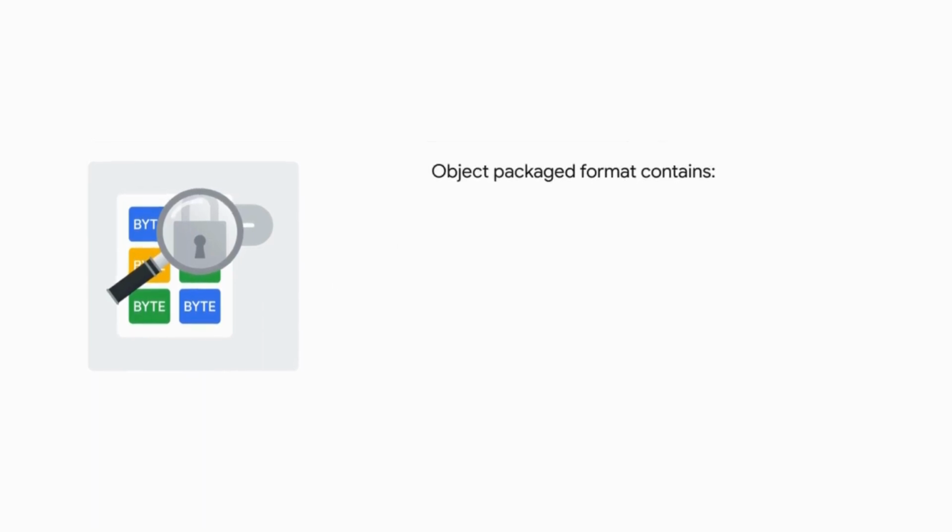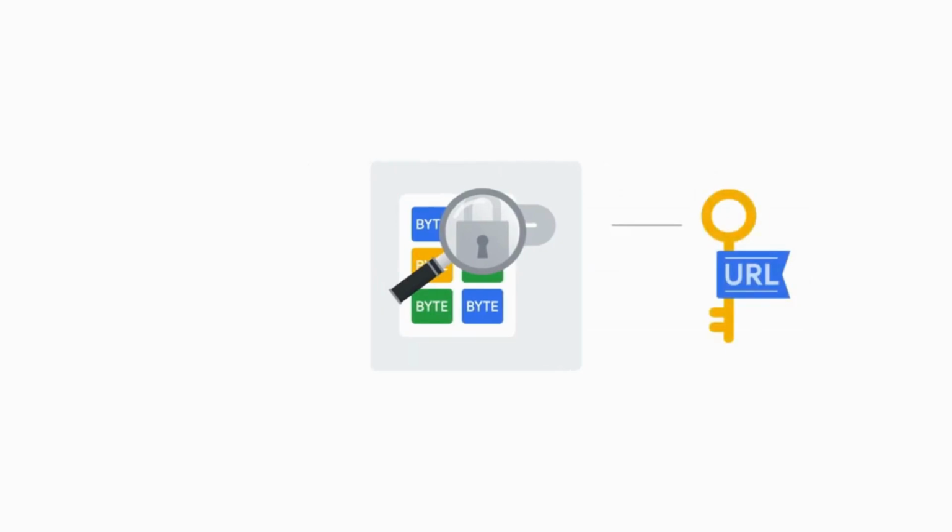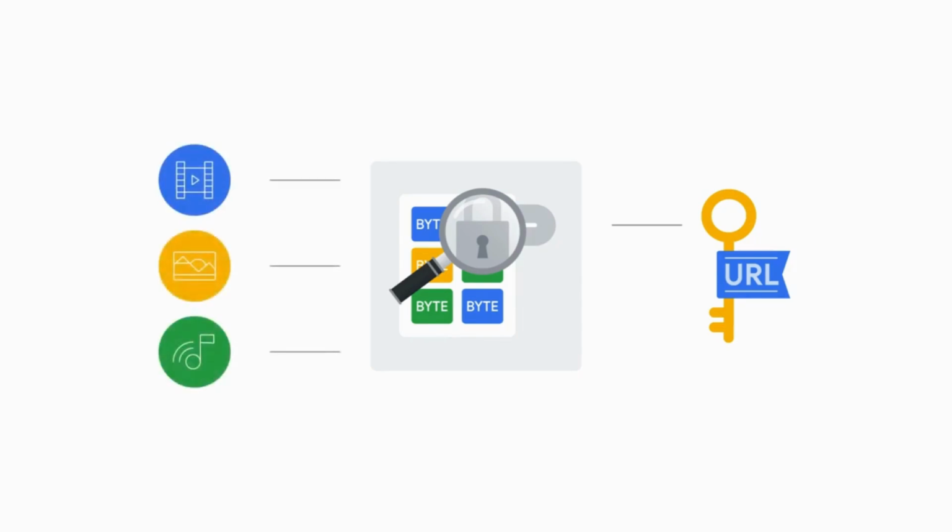These objects are stored in a packaged format which contains the binary form of the actual data itself, as well as relevant associated metadata, such as date created, author, resource type and permissions, and a globally unique identifier. These unique keys are in the form of URLs, which means object storage interacts well with web technologies. Data commonly stored as objects include video, pictures, and audio recordings.